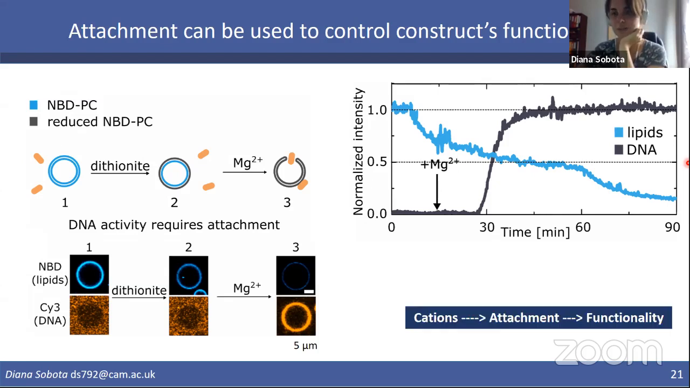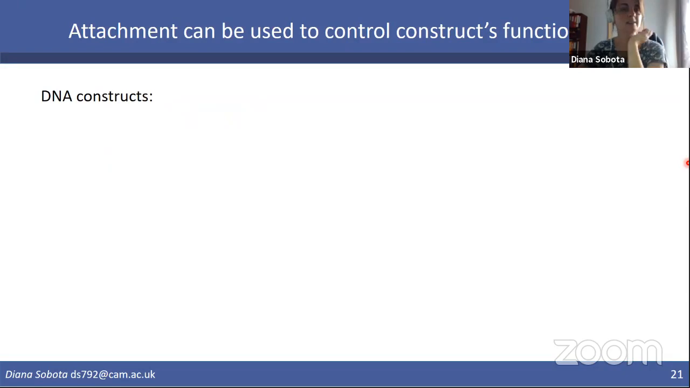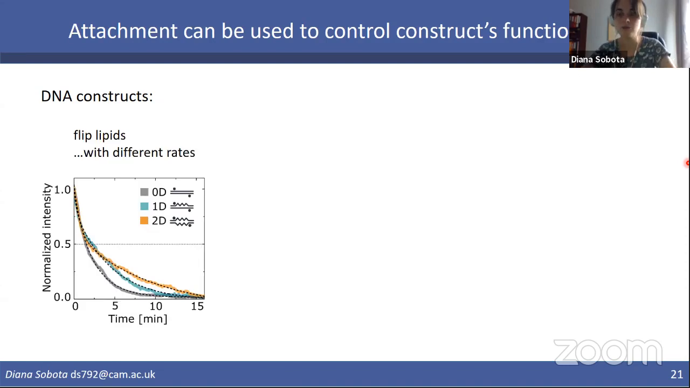So with cations, we can control the attachment of the structures, and with the attachment, we can control their functionality. Yes, so to sum it up, with these particular DNA constructs, and remember, this is just one single story, we managed to flip lipids. We managed to do it at all, which is remarkable. But also, we managed to control the rate.